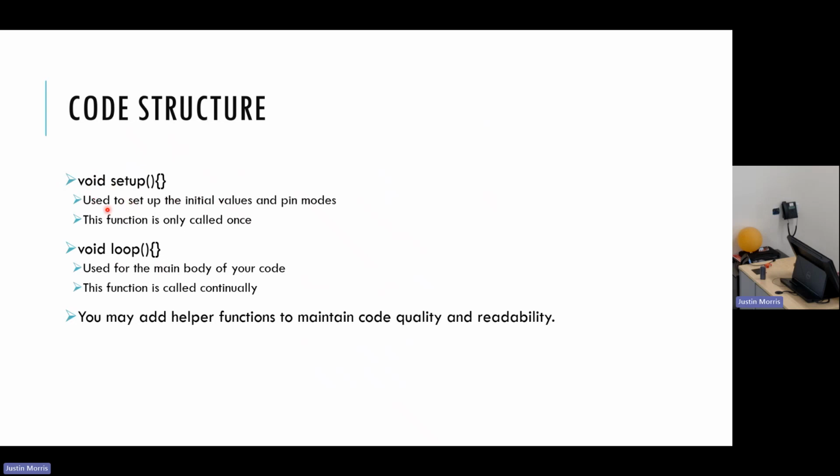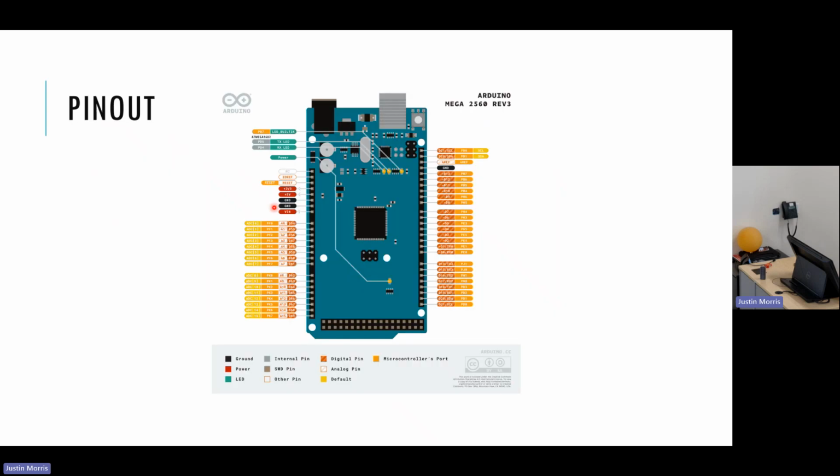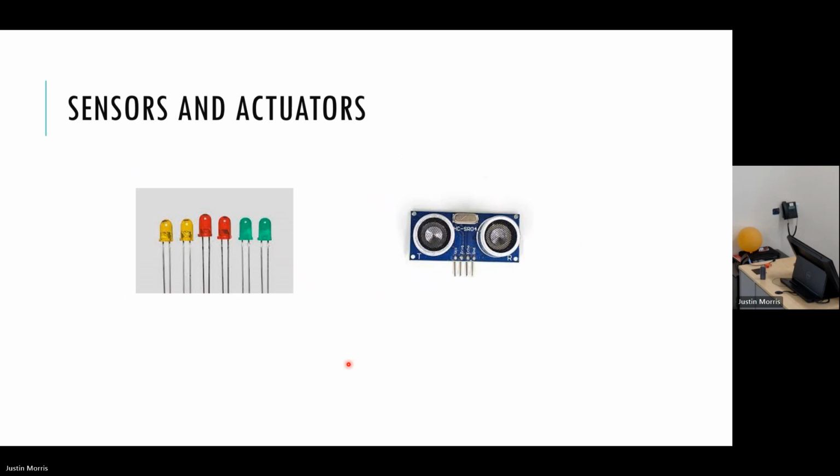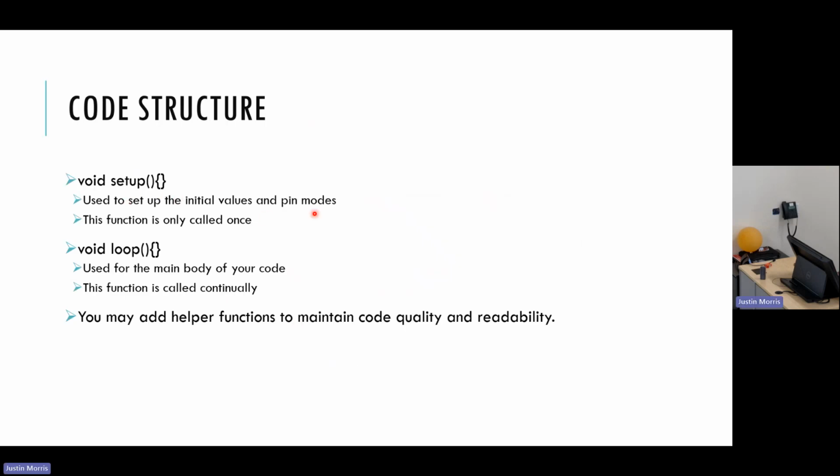And this is where you would put all of your code to set up any initial values or pin modes that you will need. So when you're connecting things to the Arduino, a lot of these pins can be used as inputs or outputs. You need to specify, is it an input or is it an output? As well as, is it going to be analog or is it digital? Is it going to be pulse width modulation, which is PWM, or is it just high or low in terms of digital? So this is where you're going to set up all of your pins that you're going to use.